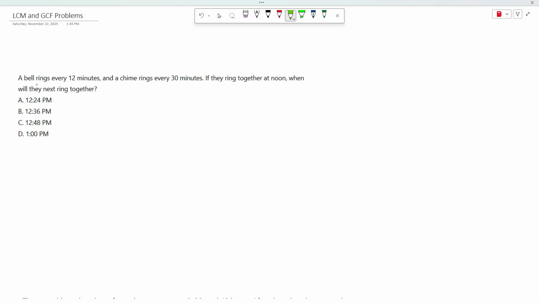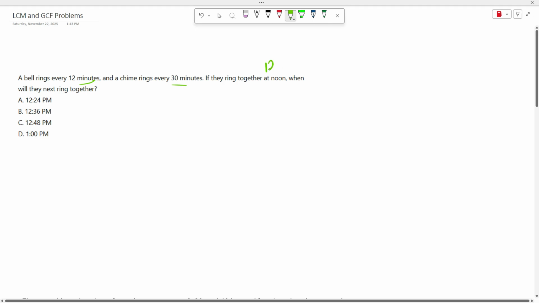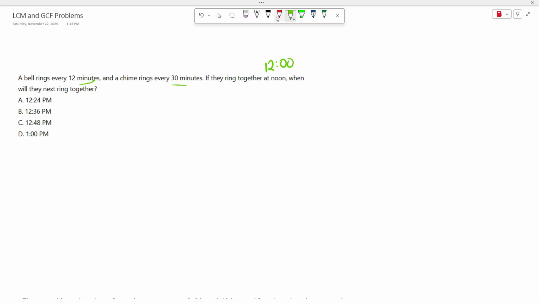For this first question, a bell rings every 12 minutes and chimes every 30 minutes. If they ring together at noon, when will they next ring together? Well, we have our answers: 12:24, 12:36, 12:48, and 1 o'clock. If they ring together at noon, that is 12 o'clock. So we're looking at when they next ring together. And, well, how do we do that?